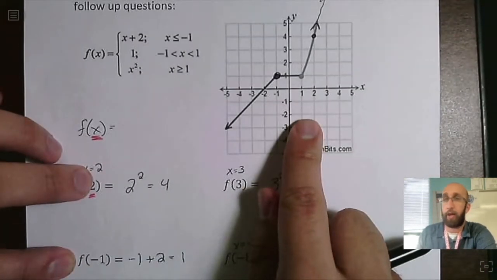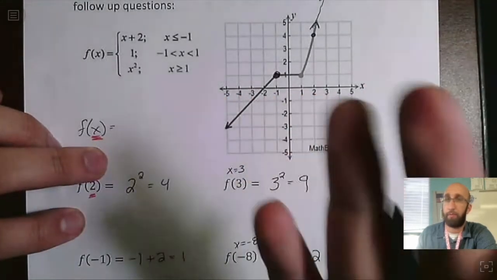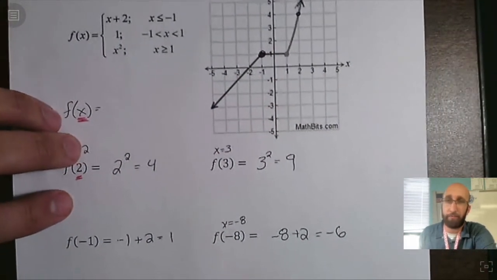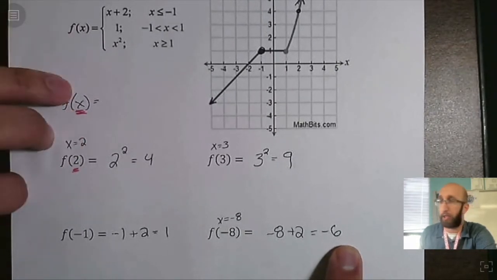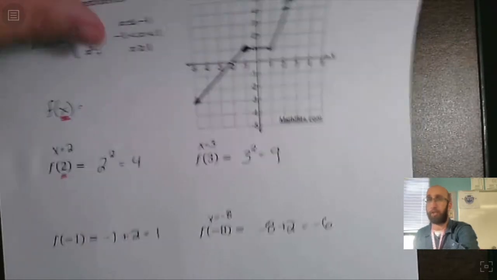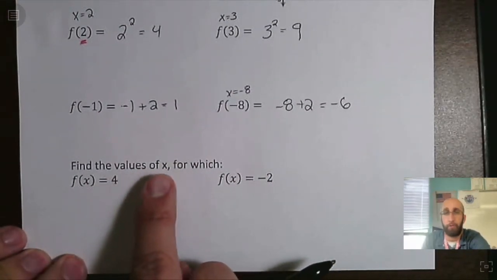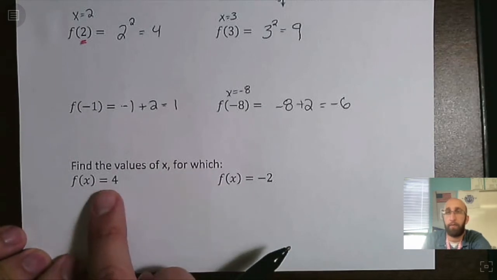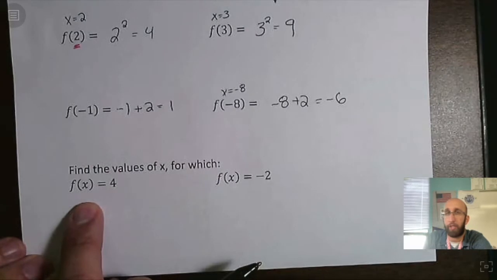If I wanted to do that graphically, negative 8 is off my graph, so the graphing route is not really useful to us here. So all we have to do is use the equation. Two more questions for us. What I want to do is find the values of x for which f of x equals 4. So kind of switch the game.